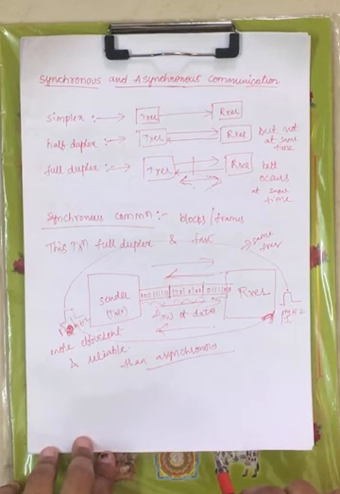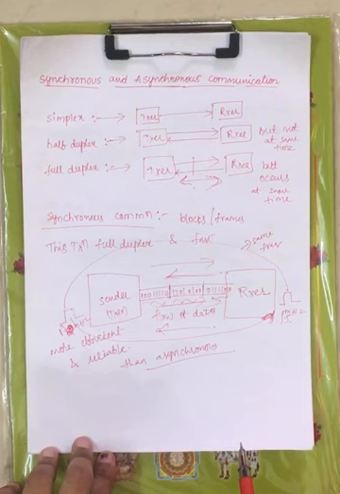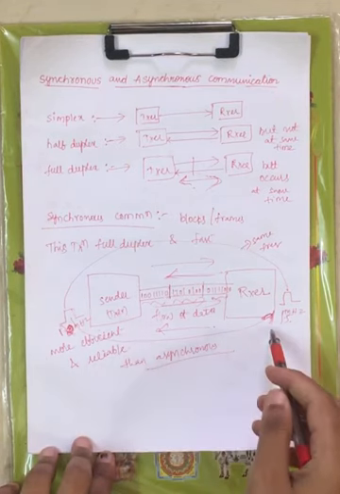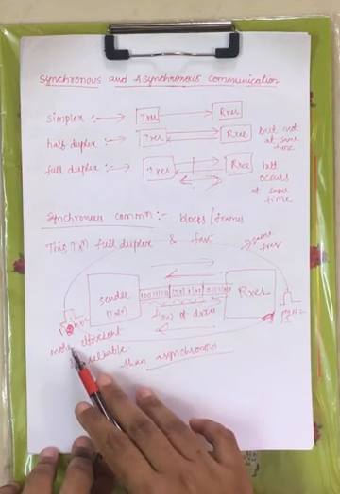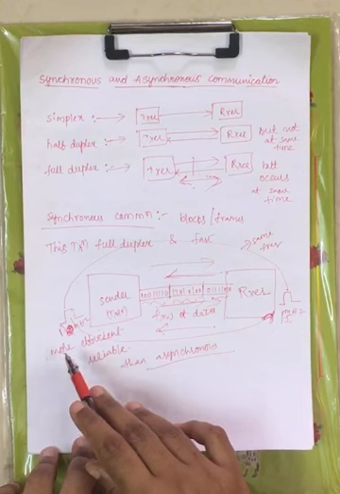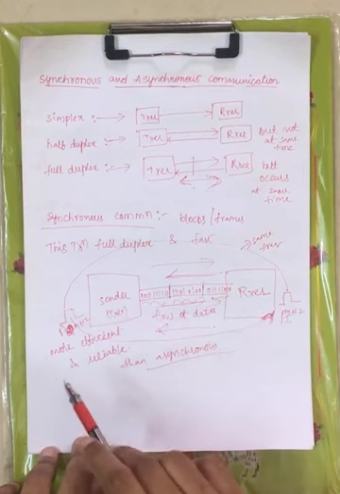Now coming to synchronous communication. Under synchronous communication we have to maintain synchronization between the sender and receiver. What is meant by synchronization? The sender will have a clock and the receiver will have a clock. Whatever clock frequency you maintain for the clock of the transmitter, the same clock frequency should be maintained at the receiver.